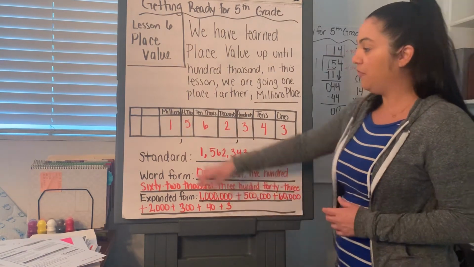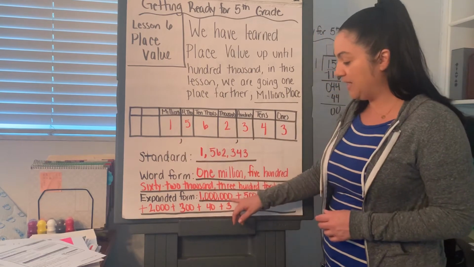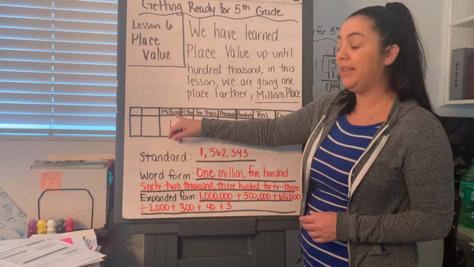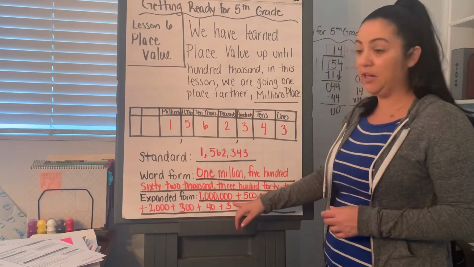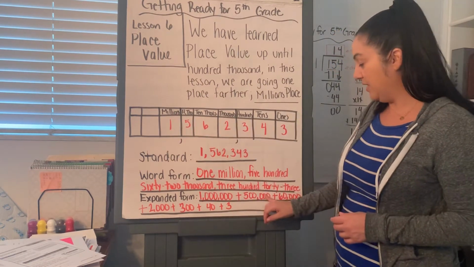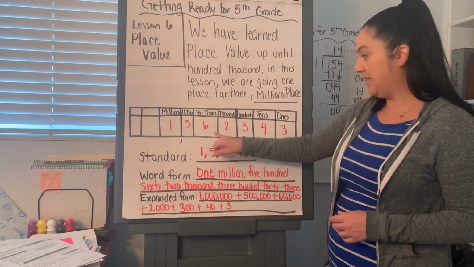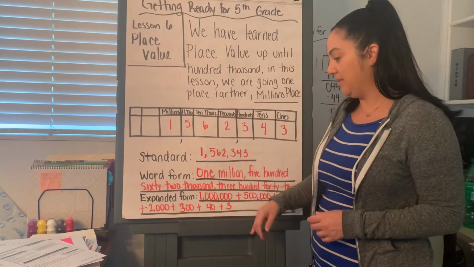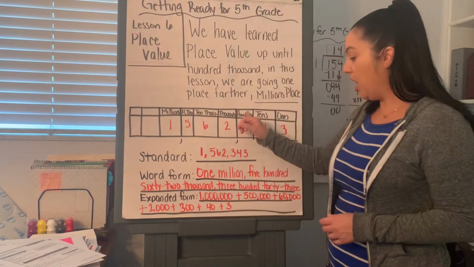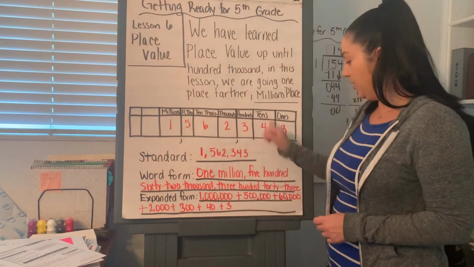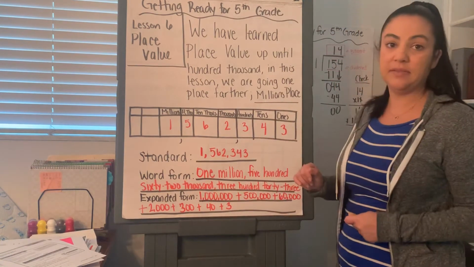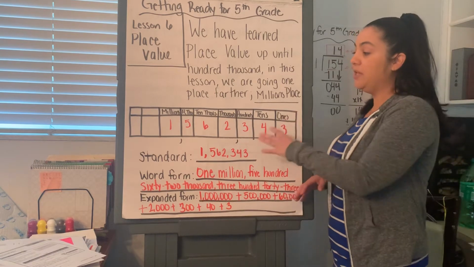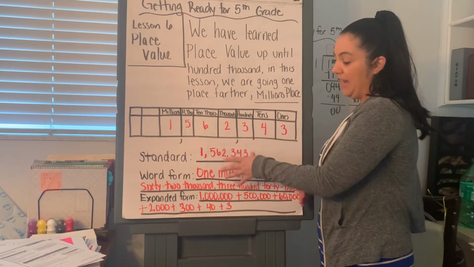Expanded form takes each value of each number and adds them together to calculate the number. So for the ones place, we start in the greatest place value, and we see that the 1 is worth 1 million. So that's why I have 1 million here, plus 500,000, plus 60,000, plus 2,000, plus 300, plus 40, plus 3 ones.